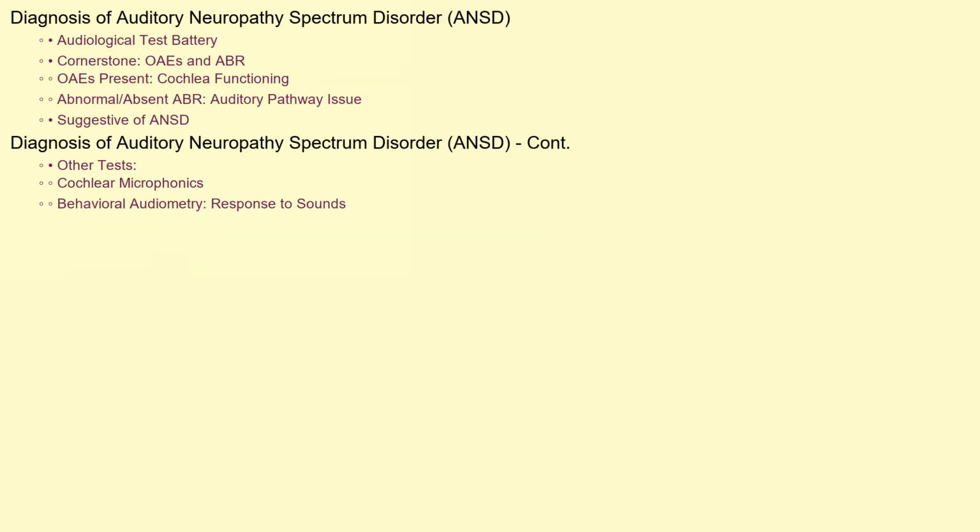Diagnosis of ANSD typically involves a battery of audiological tests. The cornerstone of diagnosis is often the presence of otoacoustic emissions, OAEs, sounds produced by the inner ear's hair cells in response to stimulation, coupled with abnormal or absent auditory brainstem responses, ABR. OAEs indicate that the cochlea is functioning, while the ABR measures the electrical activity along the auditory pathway. If OAEs are present and ABRs are absent or abnormal, it strongly suggests ANSD. Other tests that may be used include cochlear microphonics and behavioral audiometry, where the child's responses to different sounds are observed.